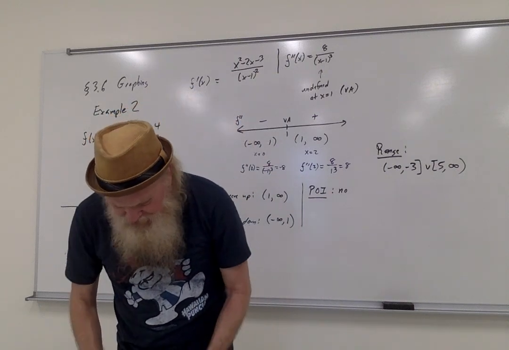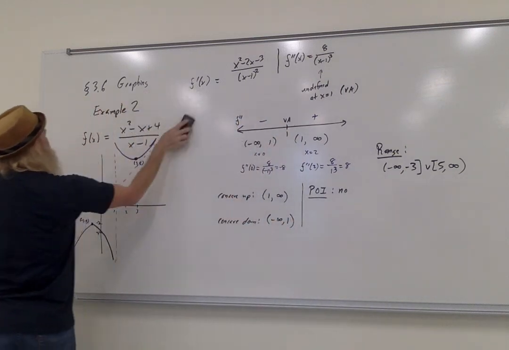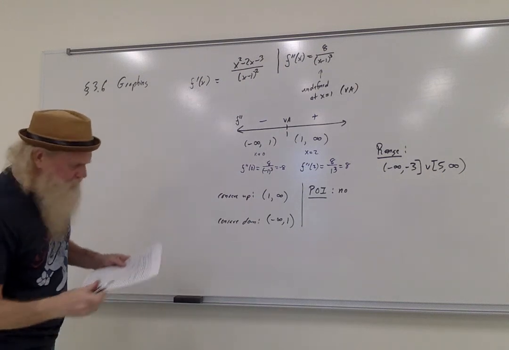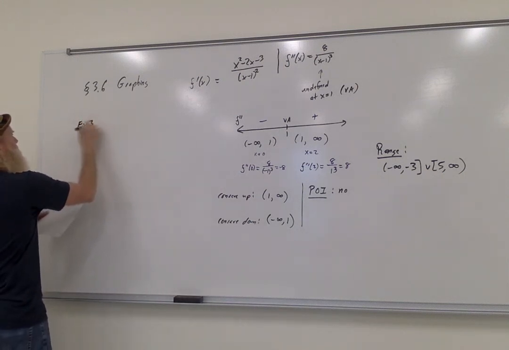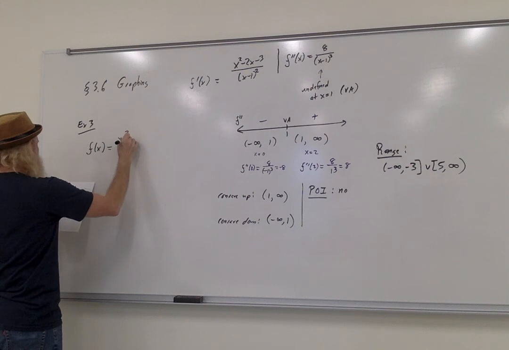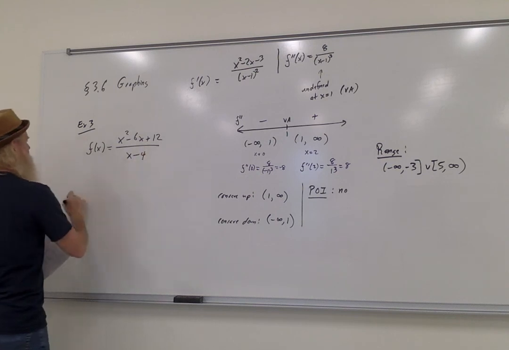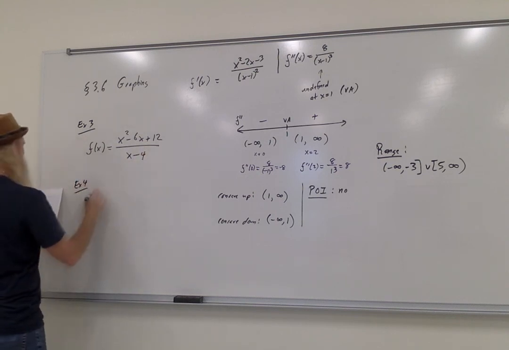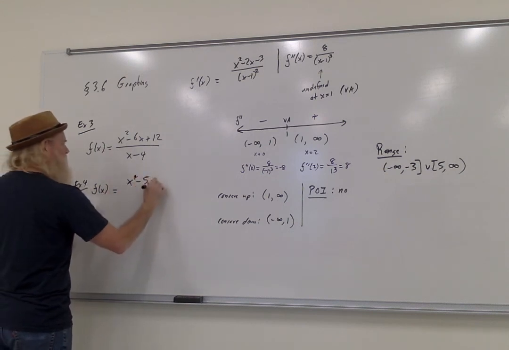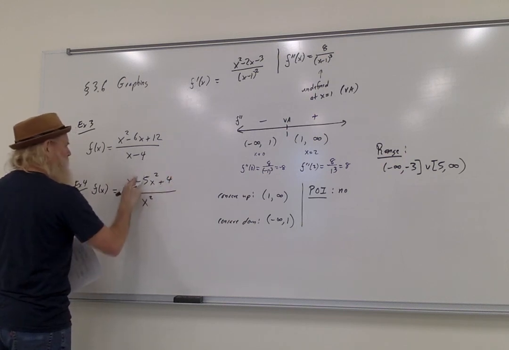A couple of problems that I'd suggest that you do now are these. Example 3, try this one. F of x equals x squared minus 6x plus 12 over x minus 4. And example 4, f of x equals x to the 4th minus 5x squared plus 4 over x squared.